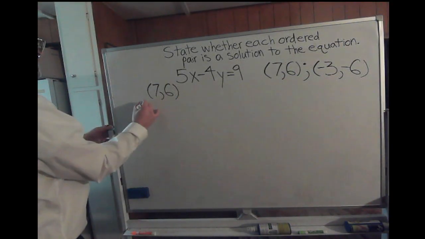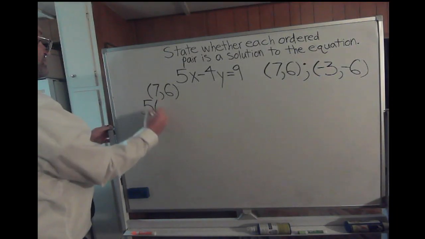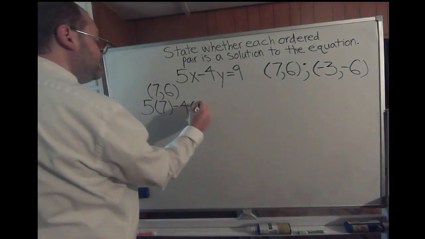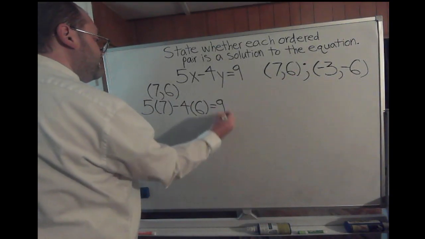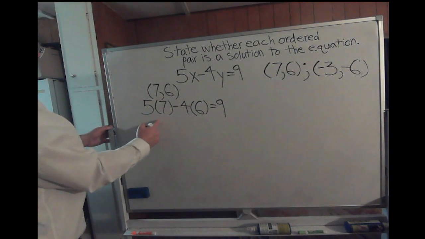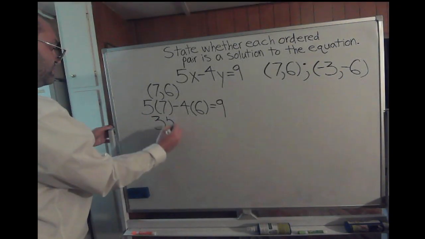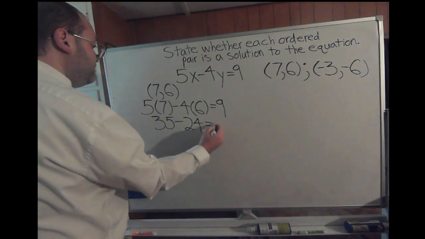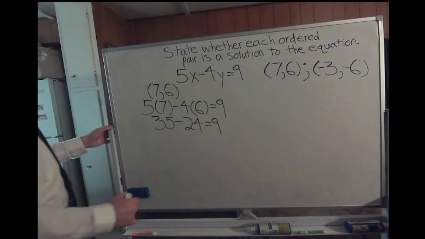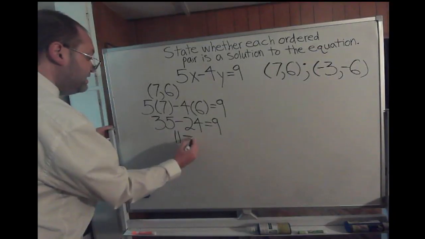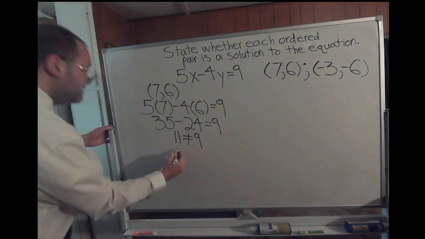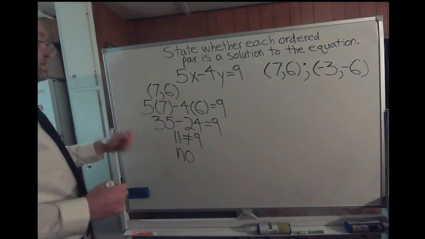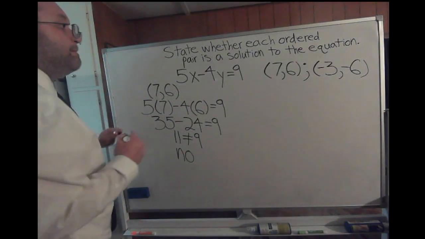So you'll take 5 times your x coordinate of 7 minus 4 times your y coordinate of 6, set that equal to 9. 5 times 7, that's 35. Minus 4 times 6, well, that's 24. Set that equal to 9. Well, what's 35 minus 24? That's 11. 11 clearly does not equal 9. So the answer to 7, 6 is no. That is not a solution to this equation, and therefore does not lie on that line.